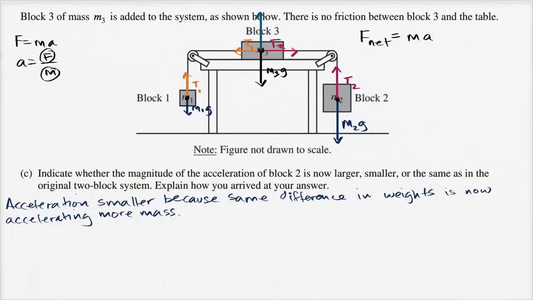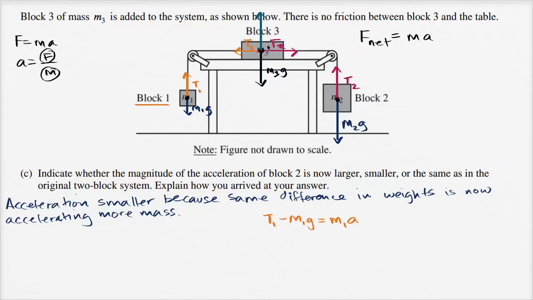And so we can do that first with block 1. So with block 1, actually, let me just do this with specific colors. Block 1, I'll do it with this orange color. So block 1, what's the net force? Well, it is T1 minus M1g. That's going to be equal to mass times the acceleration. So it's going to be M1 times the acceleration.